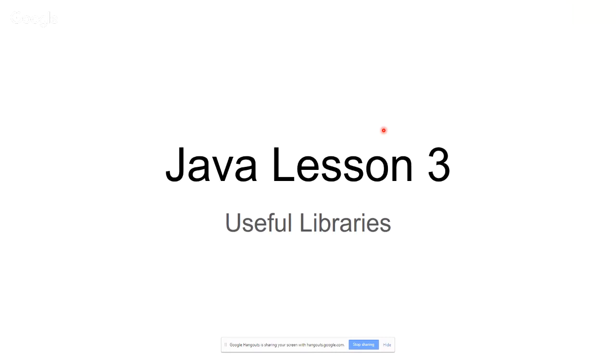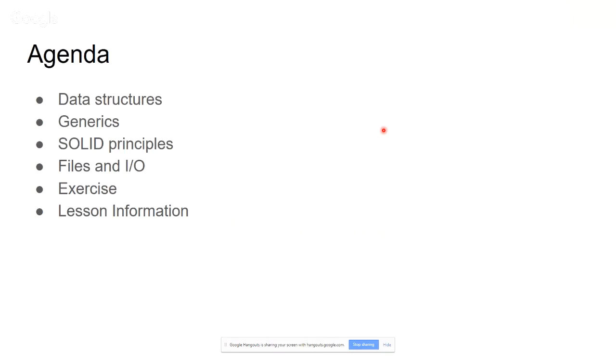So in this masterclass session, we're gonna learn about Java lesson 3, which contains useful libraries. So let's start. First, here's what we are gonna talk about. Our agenda: data structures, generics, solid principles, files, input, output, exercise, and lesson information.